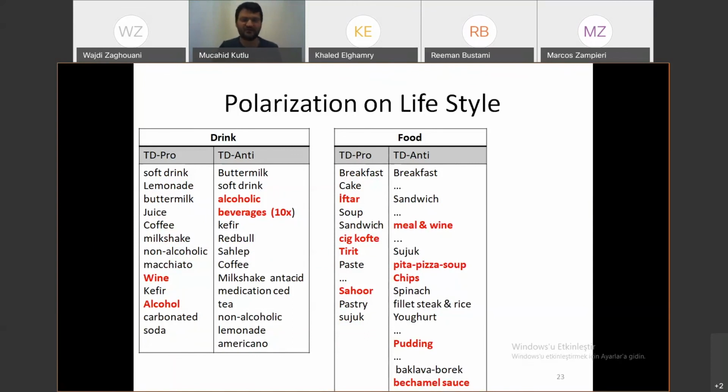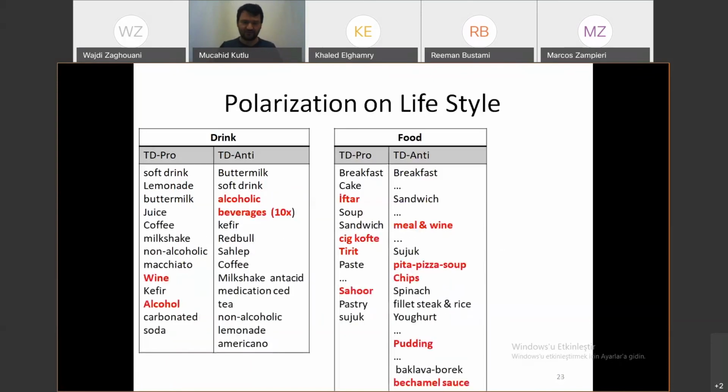When we look at the pro-Erdogan group, who are known as more conservative, we see only one alcoholic beverage here. But when we look at the anti-group, I didn't list all of them, we saw 10 different alcoholic beverages. So there's also a different lifestyle. And when we check the food, in the pro group we see iftar and sahur, which are special meals during Ramadan, but we don't see those words in the anti-group. In the anti-Erdogan group we see wine, for example.